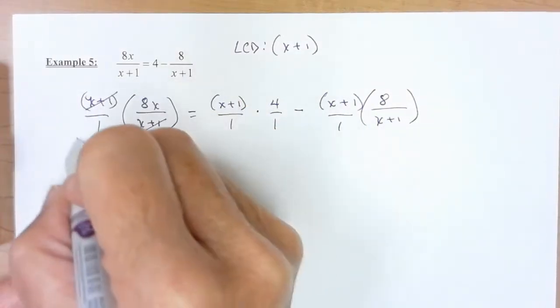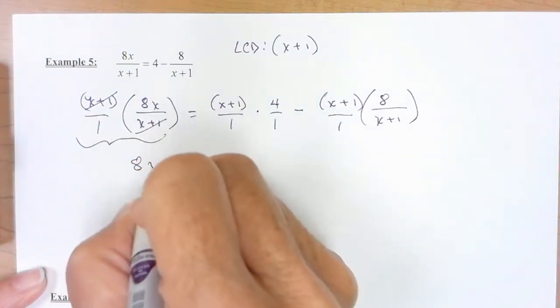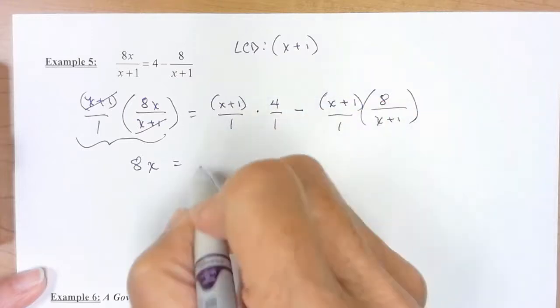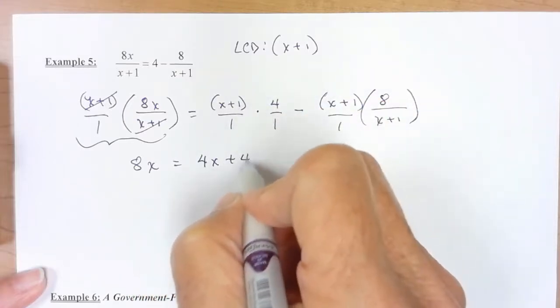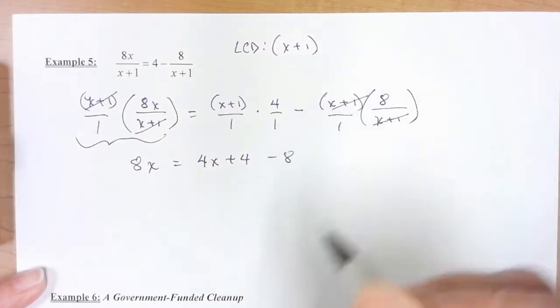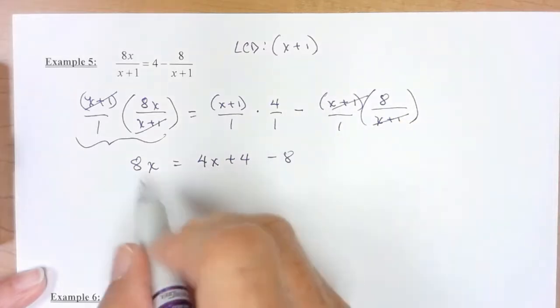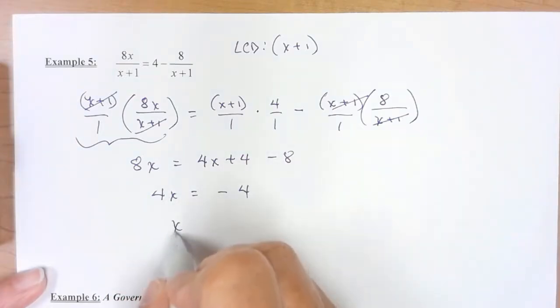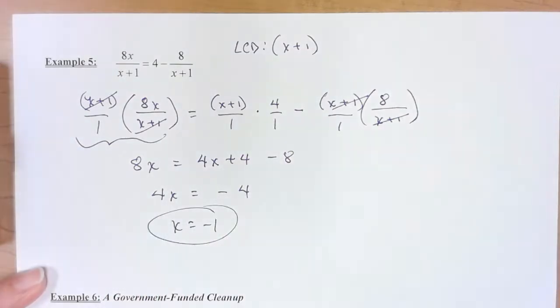Cancel what I can. So out of this one I get 8x. I need to multiply or distribute the 4 through, so it's 4x plus 4. X plus 1's cancel, so minus 8. So now this gives me 4x equals negative 4, x equals negative 1.